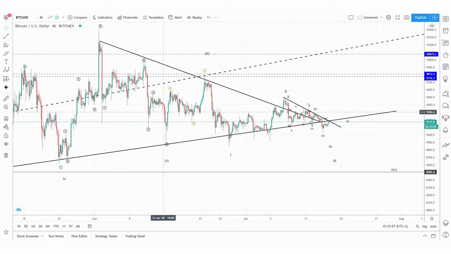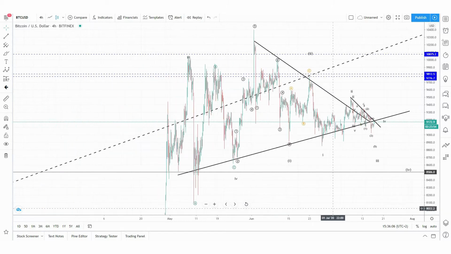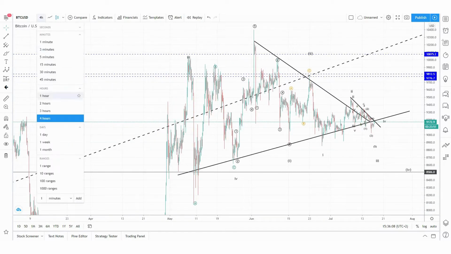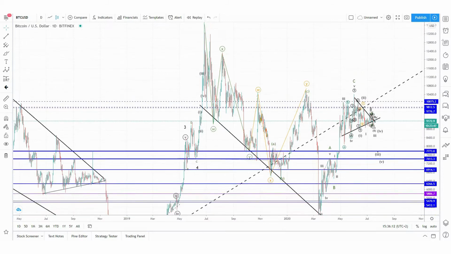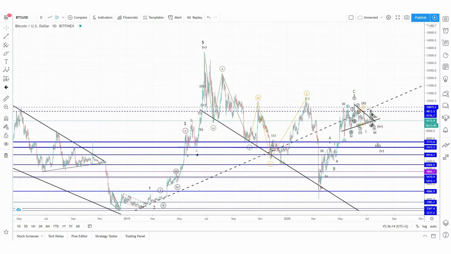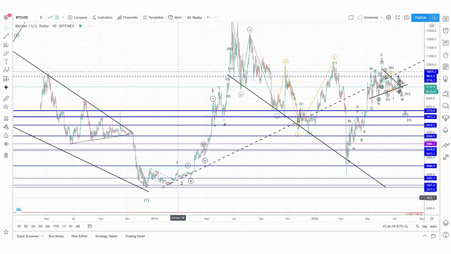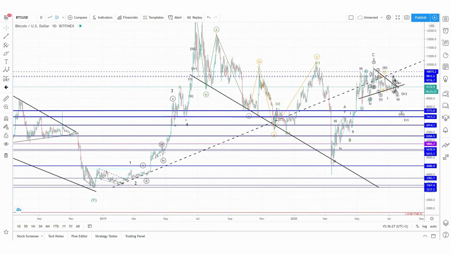After this, we have seen a 3-wave move to the upside that came back to retest this ascending trend line, which is a major trend line that dates back all the way to February 2019, when this ascending move was made, and was the first major trend line that indicated bullishness there.